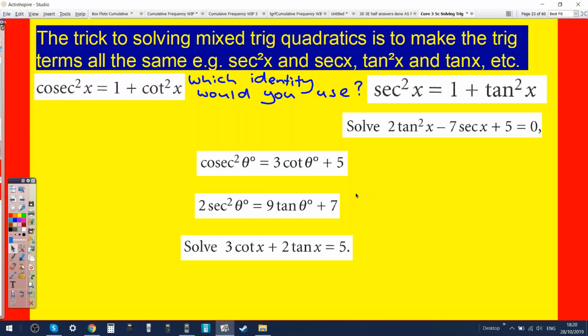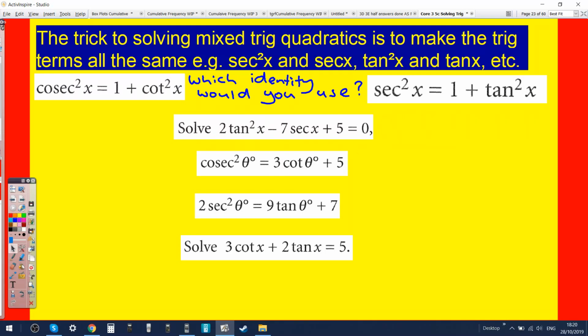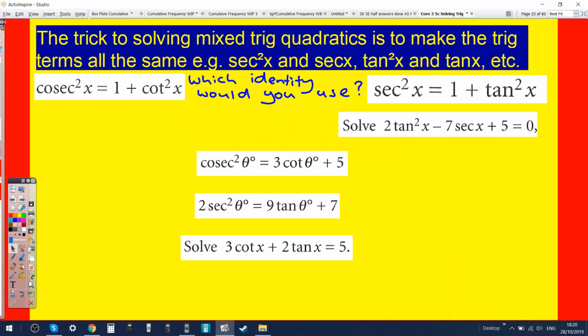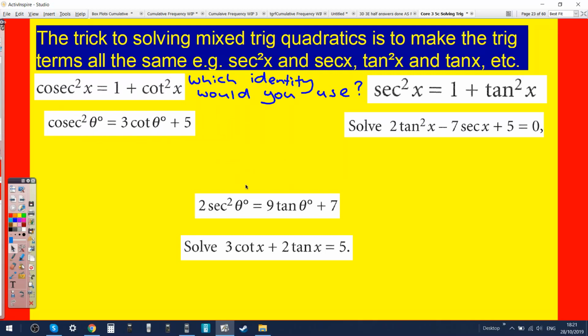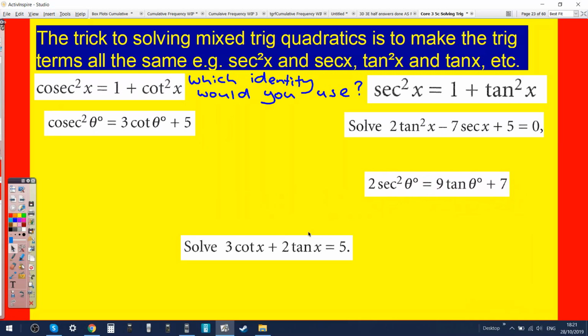You cut out for like half a minute. Oh, sorry. So the way we just did that one, we used this identity on the right to get everything in terms of sec. And so which of the two identities would we use for the second one? So you'd use the left one for the second one. Yeah. How about this one?